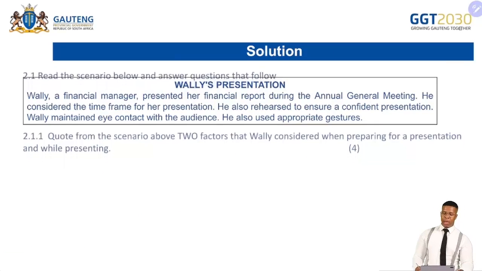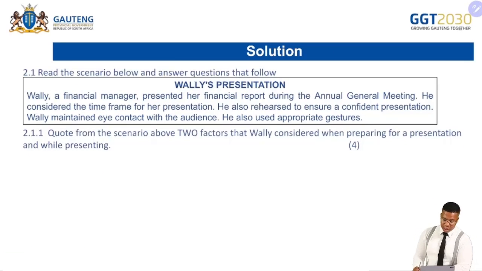Then we have now a possible question. We have Wally's presentation. Wally is a financial manager and presented a financial report during the annual general meeting. He considered the time frame for a presentation. He also rehearsed to ensure confidence in his presentation. Wally maintained eye contact with the audience, and he also used appropriate gestures.